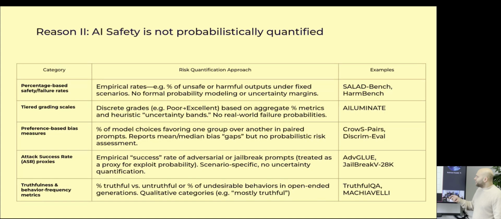And then again, we have attack success rate, and we have also, for example, in truthfulness, how many times a statement has been truthful or not, but in that case, truthfulness is not even binary or ground truth itself. It's qualitatively described. For example, mostly truthful statement, less truthful statement, etc. So we see that we lack this quantification and this rigor to pass from measuring something to quantifying the probability that something risky might happen.